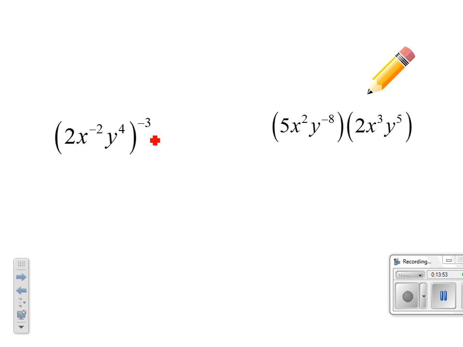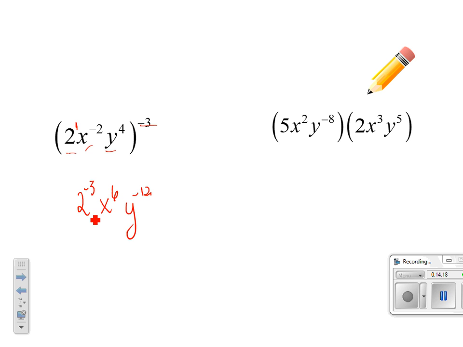Okay, a couple more here. I have some negatives. I have different bases. I have a power on the outside. A power on the outside says everybody on the inside needs the power. So the exponent on the 2 is 1. 1 times negative 3 is negative 3. Negative 2 times negative 3 is positive 6. 4 times negative 3 is negative 12.